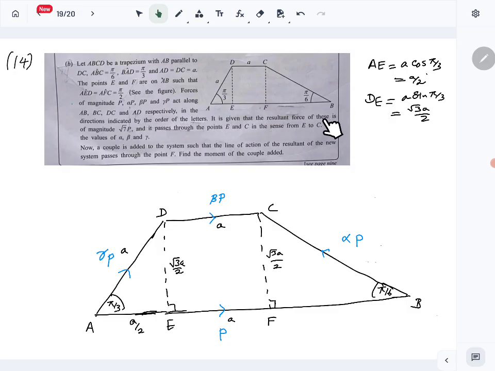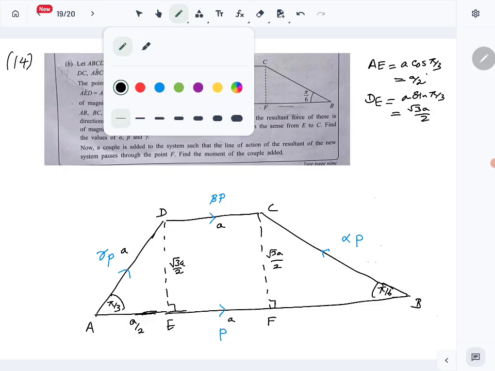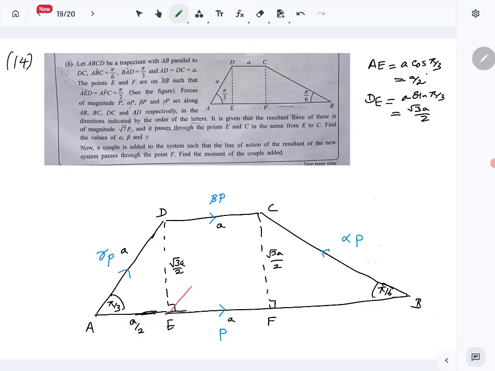Now it is given that the resultant force of these is root 7P, and it passes through EC. So the resultant goes through EC in the sense from E to C, so direction is E to C, right? So let's mark the resultant force. Resultant force is that one. So this one is root 7P. Okay, so everything is marked now.